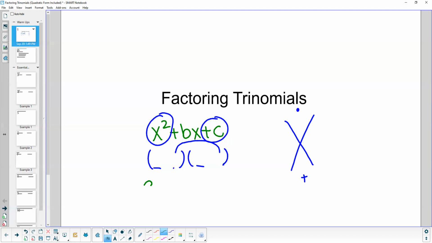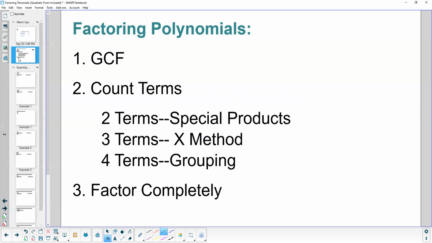We'll talk about what we do if there's a number out front. And then we're going to talk about something called quadratic forms. So they factor the same way as these ones, but they look a little bit different. So let's first start by taking a look at why it's important to know this.